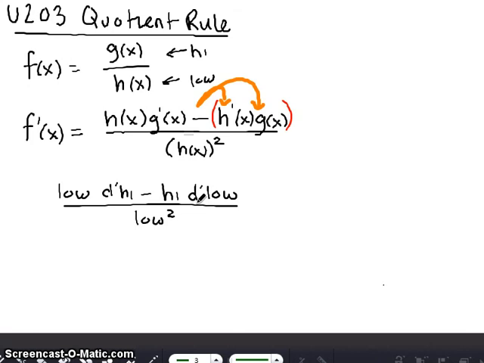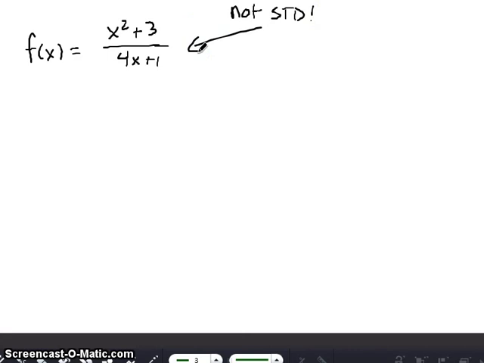So let's look at an example real quick. If I say f of x is equal to, I don't know, x squared plus 3 over 4x plus 1. The first thing I want to point out is this problem is not an STD. If you remember when we did power rule, if this were just 4x in our denominator, we could do x squared over 4x, 3 over 4x separately and treat it as a power rule problem. But since it's 4x plus 1, that plus 1 gives us a second term, so we can't actually use the power rule. We have to use the quotient rule here.